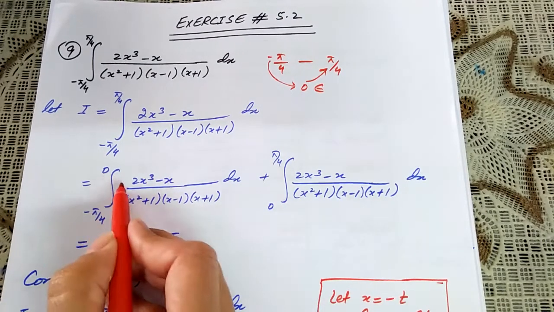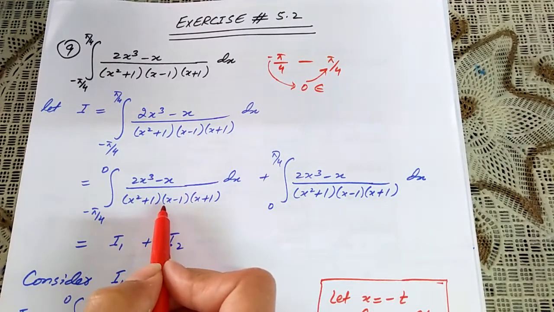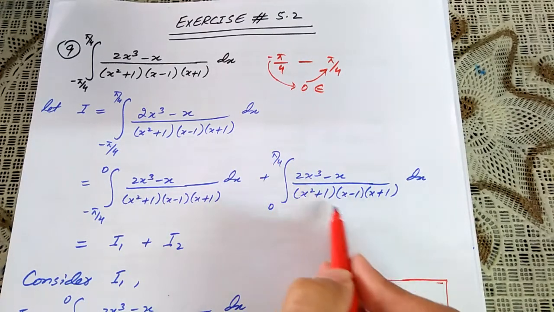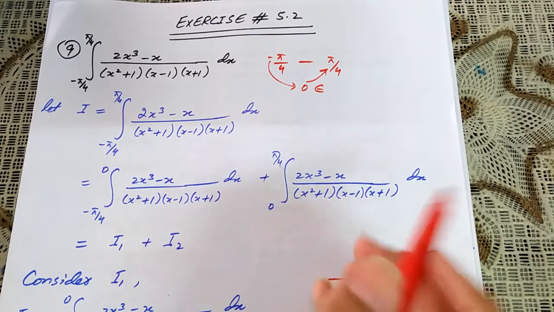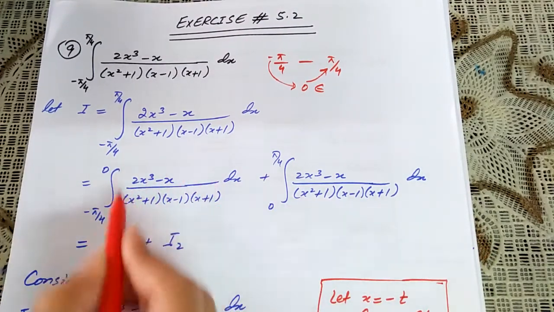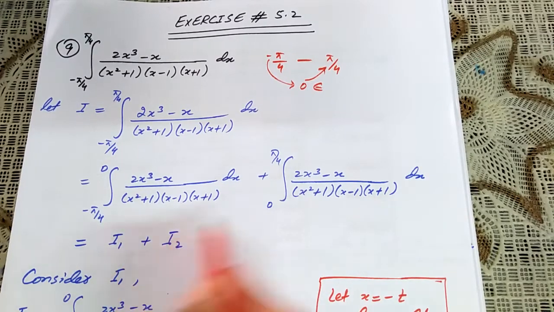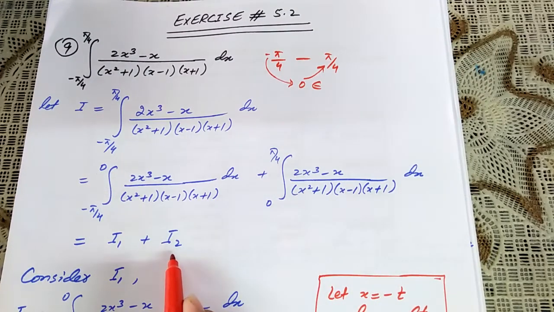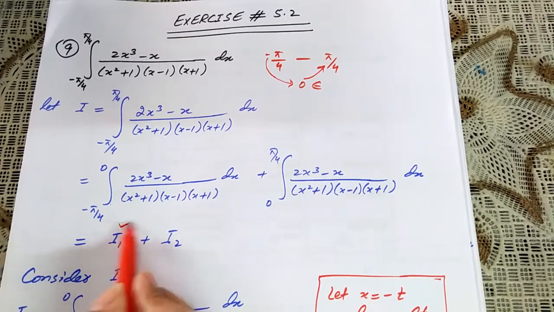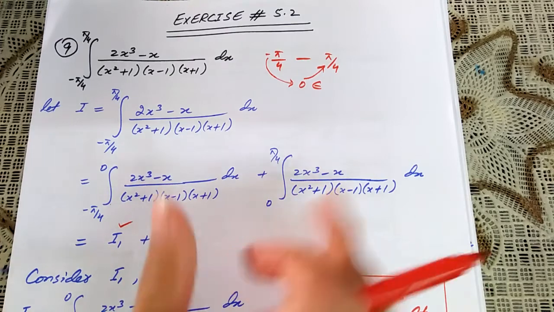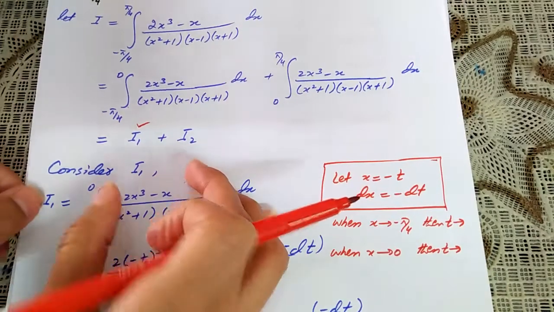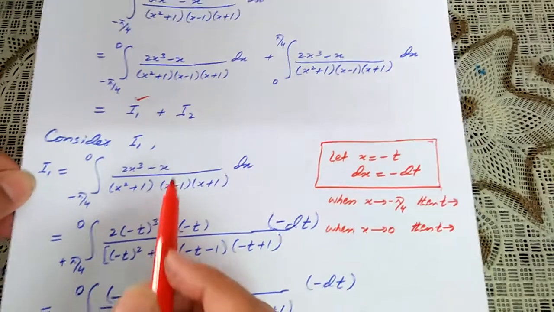Negative pi by 4 to 0, and the same function is written as it is, and then plus 0 to pi by 4, and this function is written as it is. Now I am naming these two integrals some other name. Let's suppose the first integral is equal to I1 and the second integral is equal to I2. Consider I1. First of all, I need to solve this I1 separately, because these are lengthy integrations, so I'm just naming them separately so that I can get back the results easily.